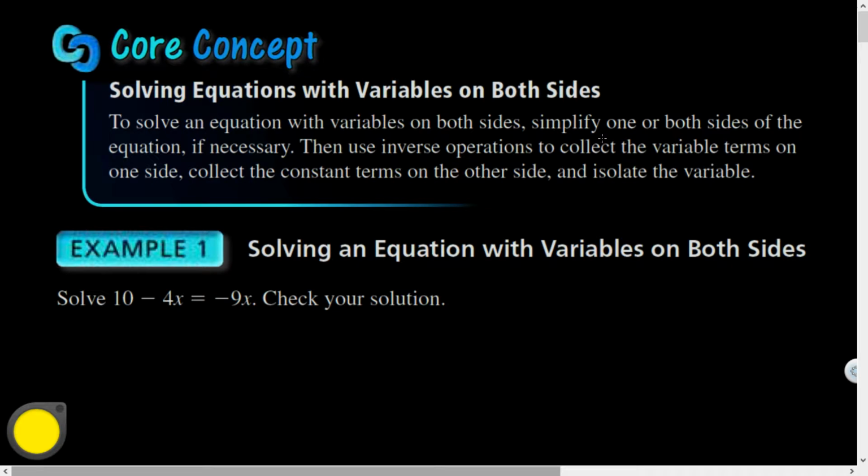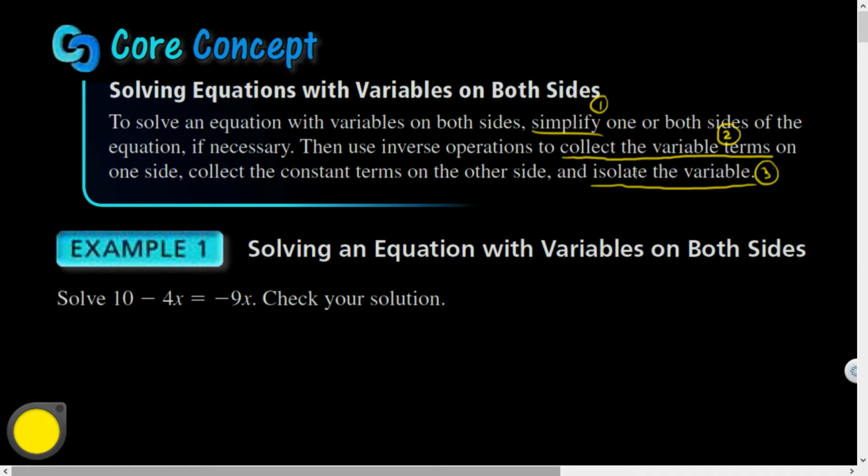With variables on both sides, simplify first, one or both sides. So step one, simplify if necessary. Then use inverse operations to collect the variable terms on one side. And then isolate the variable once you have them all together. Okay, so that's the goal.